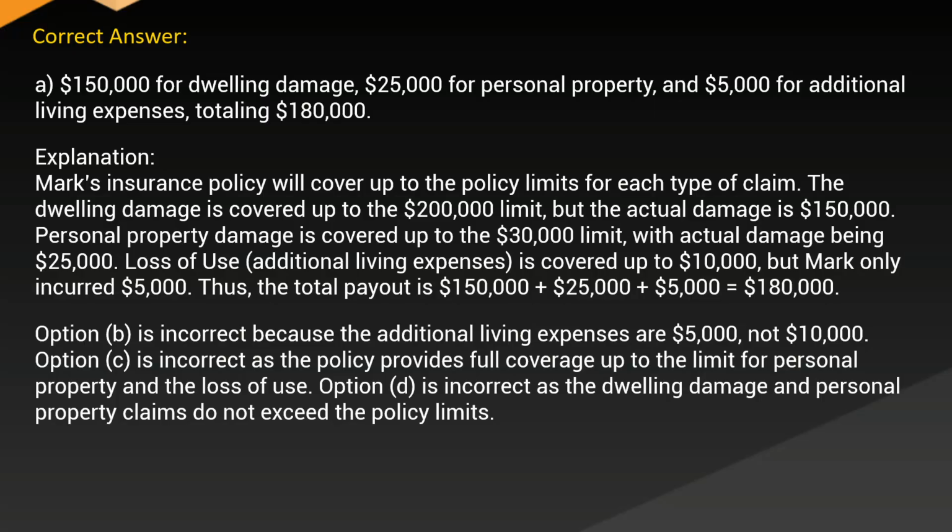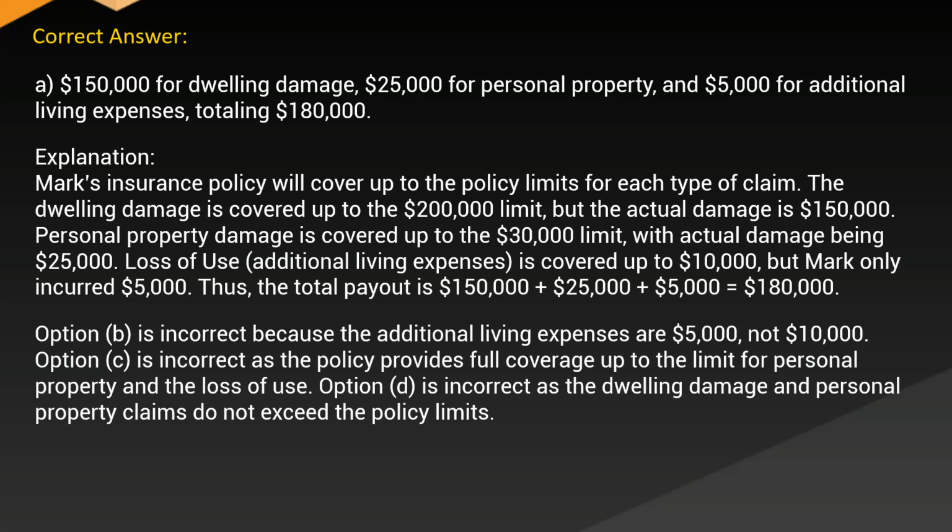Correct answer A. $150,000 for dwelling damage, $25,000 for personal property, and $5,000 for additional living expenses, totaling $180,000. Explanation. Mark's insurance policy will cover up to the policy limits for each type of claim. The dwelling damage is covered up to the $200,000 limit, but the actual damage is $150,000. Personal property damage is covered up to the $30,000 limit, with actual damage being $25,000. Loss of use additional living expenses is covered up to $10,000, but Mark only incurred $5,000. Thus, the total payout is $150,000 plus $25,000 plus $5,000 equals $180,000.